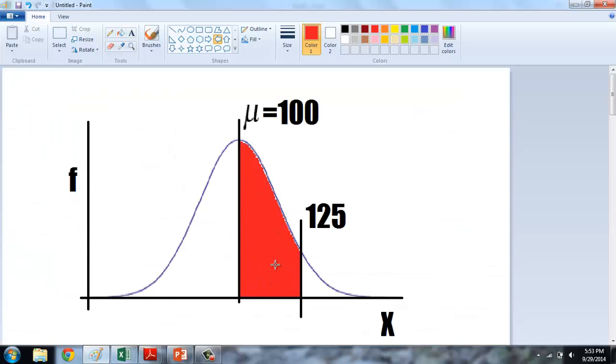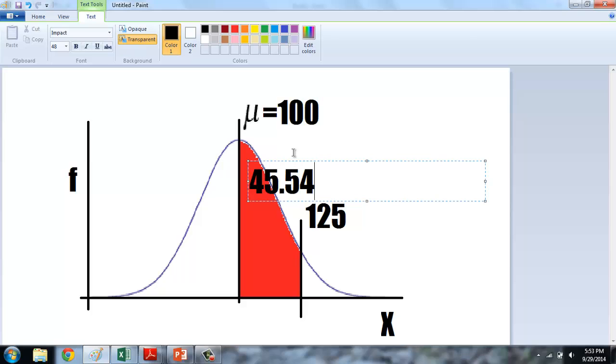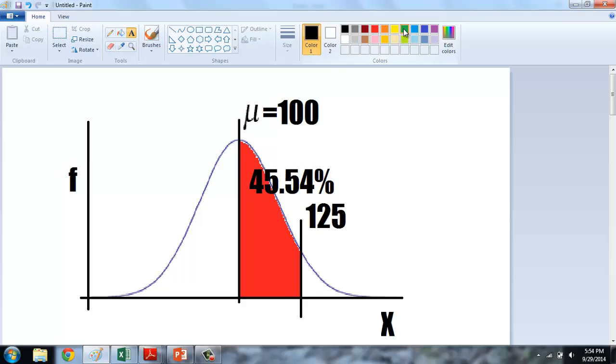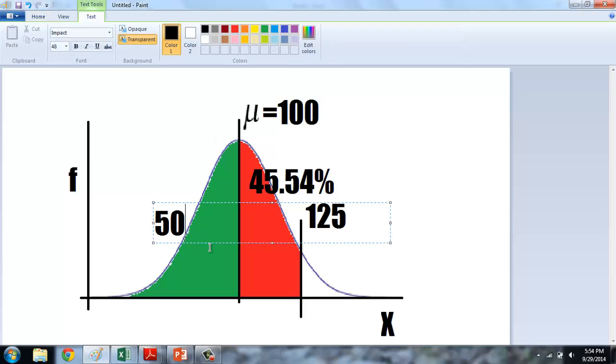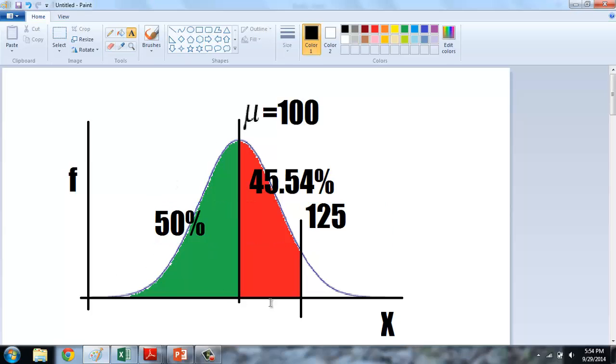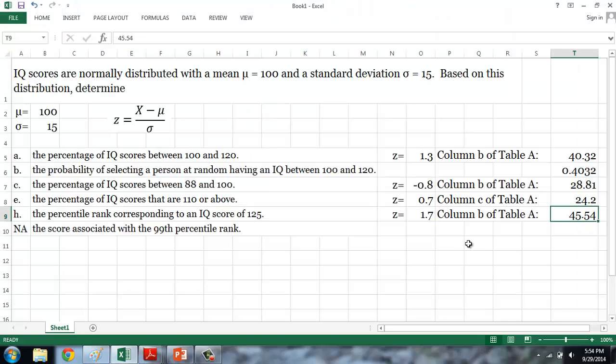This section is 45.54%. However, we also need to determine the amount in this section. Since this section is equal to 1/2 of the distribution, we know that 1/2 of the cases fall under that part of the curve. So this half is equal to 50%. To calculate this entire area, we simply add these two percentages. 45.54%, which we got from column B, plus 50%, which is the entire left half of the distribution, which gives us 95.54%.